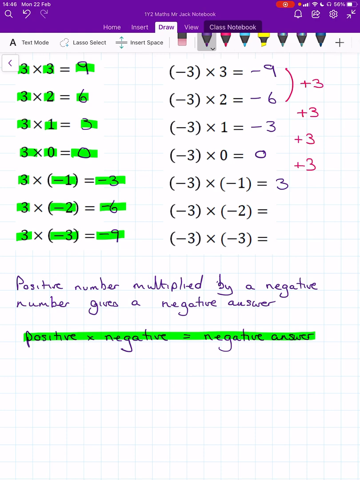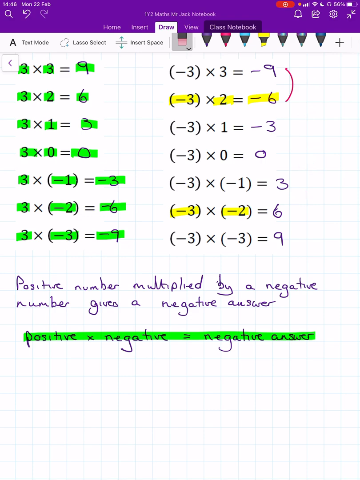Negative 3 times negative 2. Well, again, up here we've done negative 3 times positive 2. This time we've got negative 3 times negative 2. The answer can't be the same as negative 6. The only way to make that different is to make it positive 6. Does that follow the same pattern? 3 plus 3? Oh yes, it does. And last but not least, I hope you can spot it, is going to be 9. Alright, and again, we've added 3 there, haven't we? So we've gone up the way. Alright, so that's how that's all hung together.